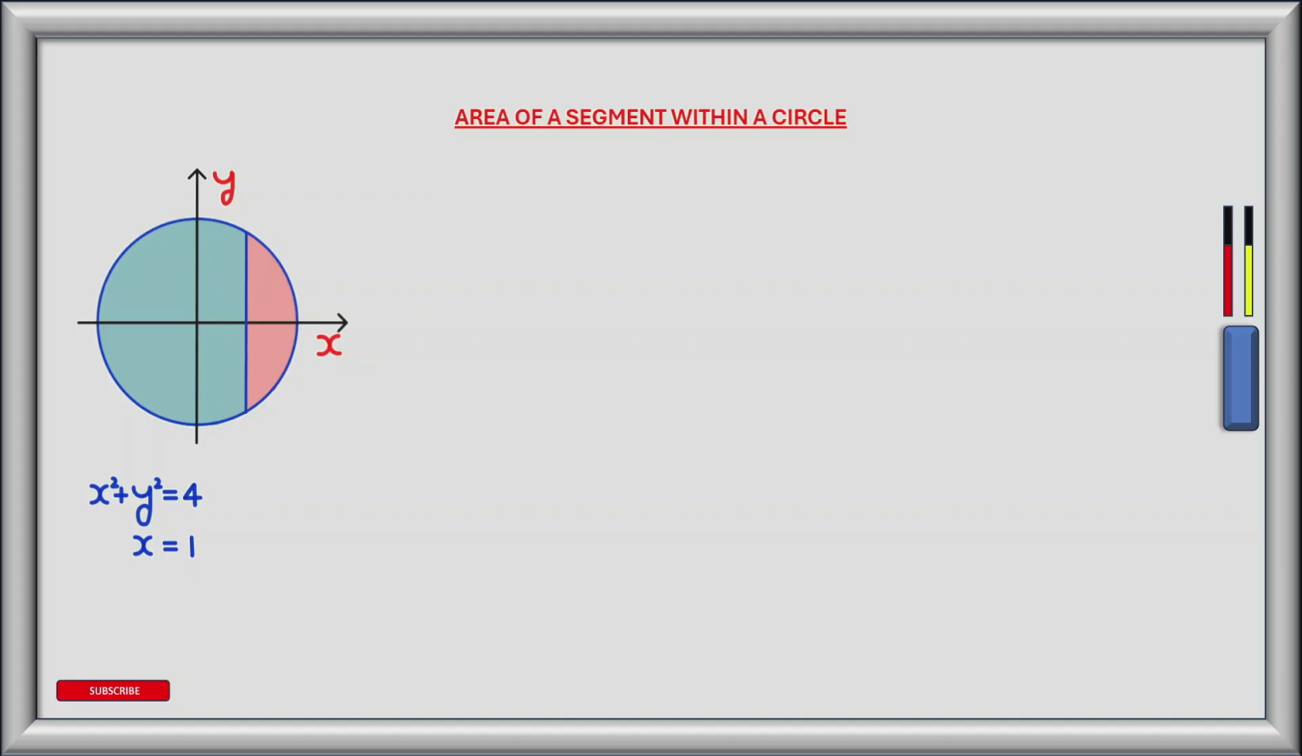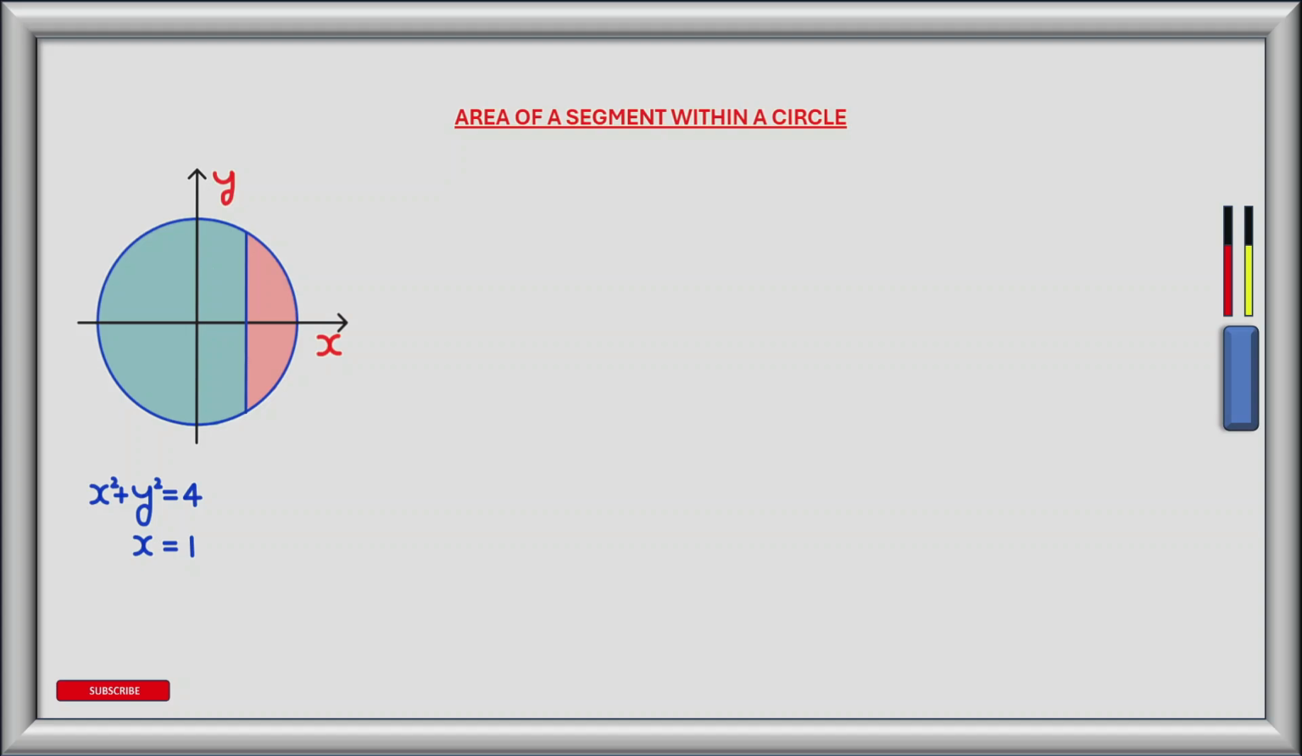The equations of the vertical line and circle are shown in Cartesian coordinates. The circle has a radius of 2 and is centered at the origin. Its equation is x² + y² = 4. The vertical line has an equation of x = 1, which means it cuts the x-axis at x = 1.